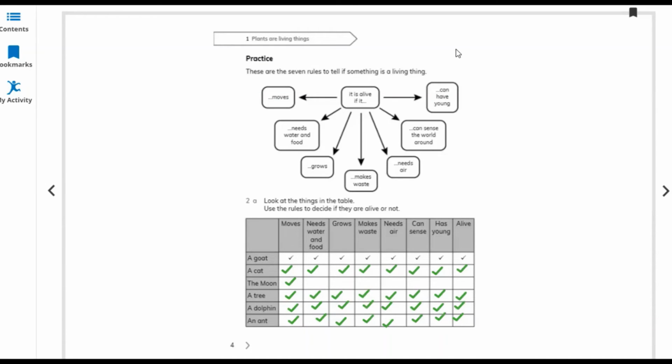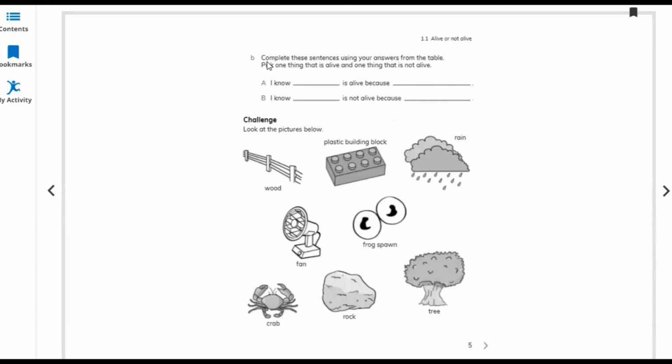Like this, let's move to the next page, number 5. Question 2B part. Complete these sentences using your answer from the table. Pick one thing that is alive and one thing that's not alive. So I know dash is alive because. Write any name. I'm writing a cat. I know cat is alive because it can move or it needs water.